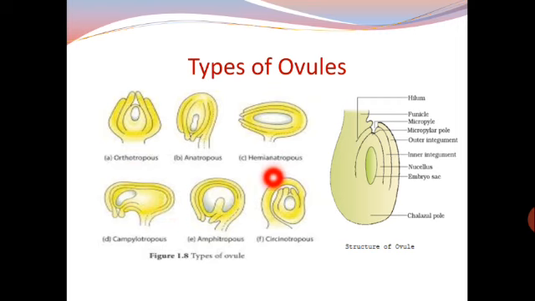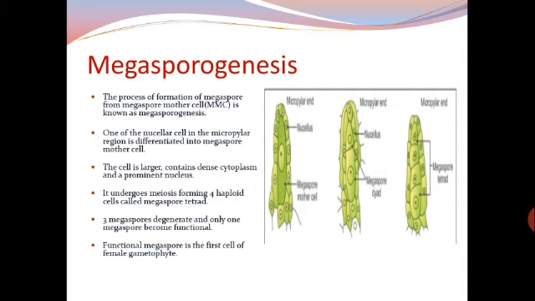Now, the types of ovules will not be asked, but you should know what they are: orthotropous, anatropous. I told you to be perfect with the anatropous and the orthotropous ovule. See the labeling, how it is to be done in both types of ovules. So, a very important question for 5 marks.